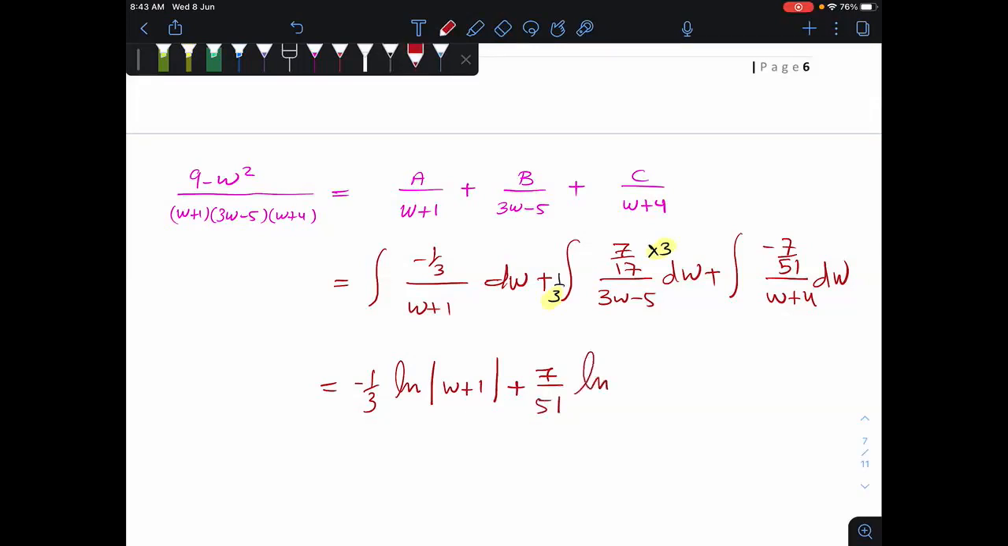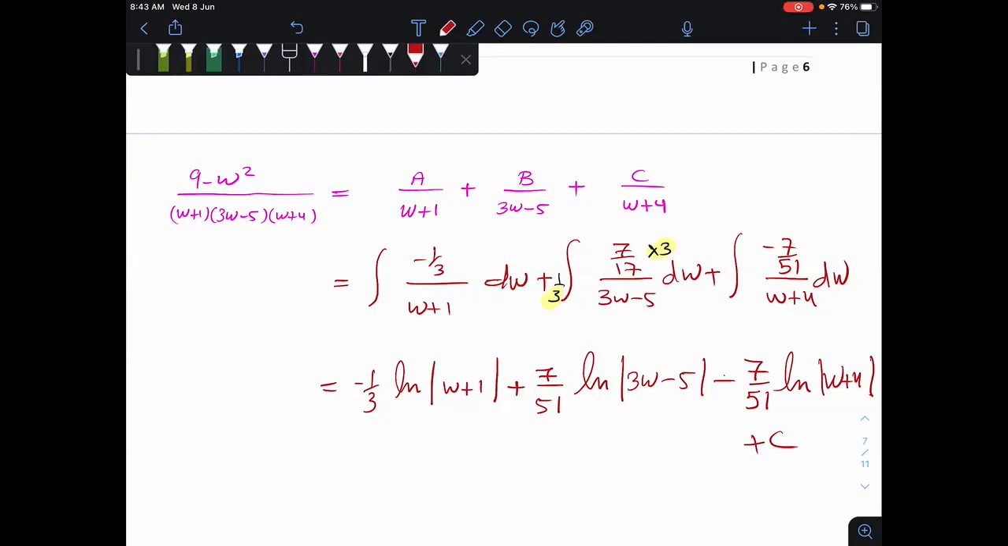And here now, ln absolute value of 3W minus 5 minus 7 over 51 ln absolute value of W plus 4. Why times 3? Because what is the derivative of 3W minus 5? It's 3. So we should have 3 in the numerator. 3 over 3W minus 5 is ln absolute value of 3W minus 5. Since we multiply up by 3, 7 over 17 outside, and 7 over 17 times 1/3 is 7 over 51.